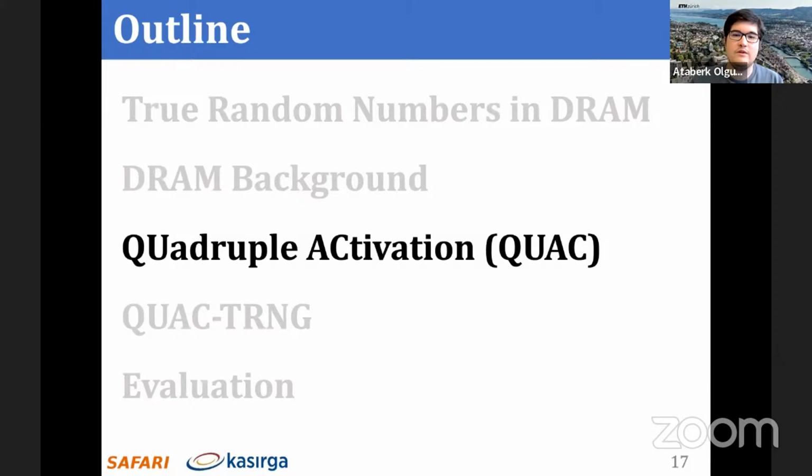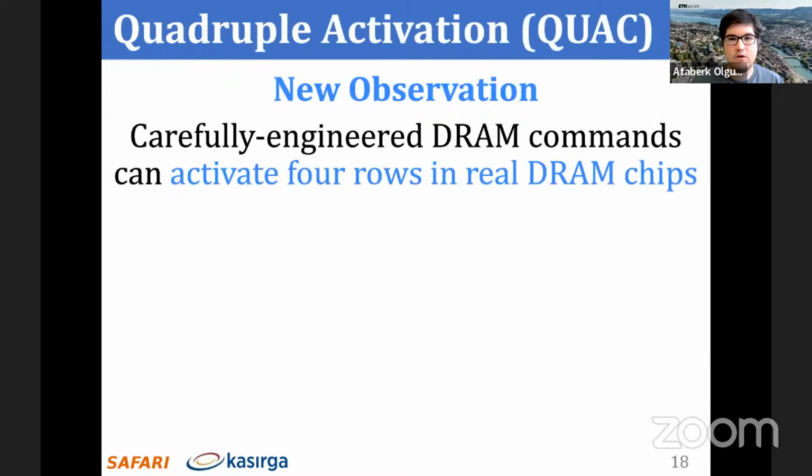Now I will describe the key mechanism of our high throughput TRNG. We observe that a valid sequence of DRAM commands can activate 4 consecutive rows in quick succession in real DRAM chips. We call this phenomenon quadruple activation, or QUAC for short.